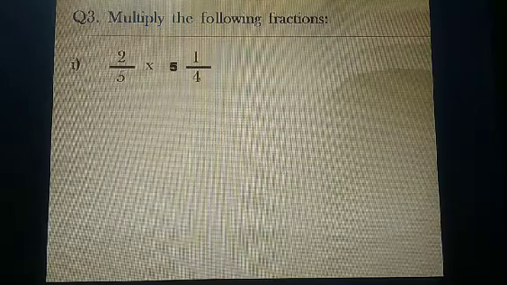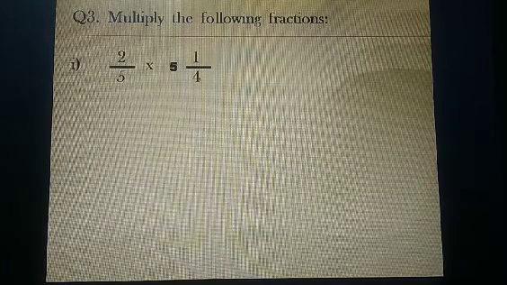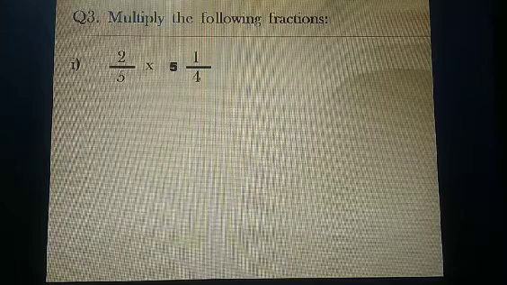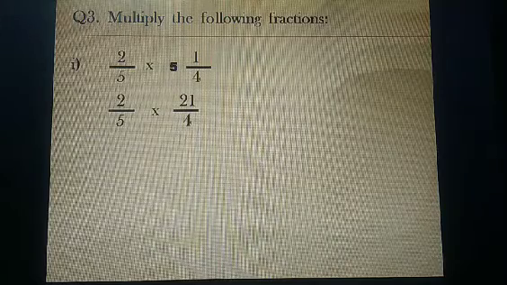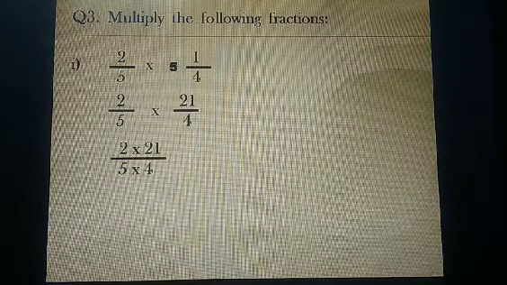Moving to question number 3. Multiply the following fractions. Now, the second fraction is a mixed fraction. Convert it into an improper fraction. So you will get 5 fours are 20 plus 1, 21 upon 4. Again, numerator to numerator, denominator to denominator.